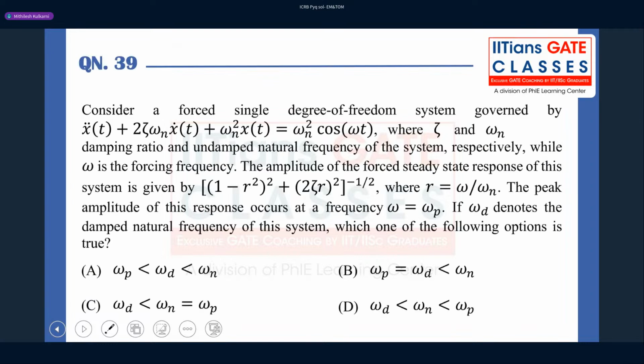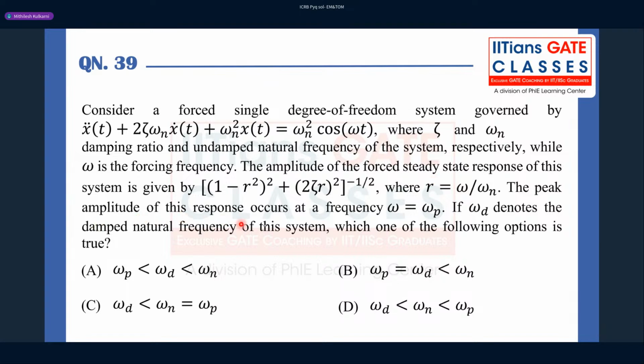Coming towards the next question, this question is from the vibrations topic. Let's see what it says. Consider a forced single degree of freedom system governed by x double dot of t plus 2 zeta omega n x dot of t plus omega n square x of t is equal to omega n square cos of omega t, where zeta and omega n are the damping ratio and undamped natural frequency of the system, respectively. While omega is a forcing frequency, the amplitude of the forced steady state response of the system is given by [(1 minus r square) square plus (2 zeta r) square] raised to the power minus 1 by 2, where r is the ratio of omega by omega n.